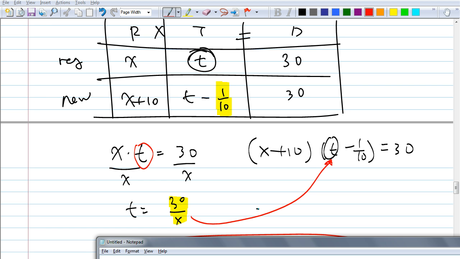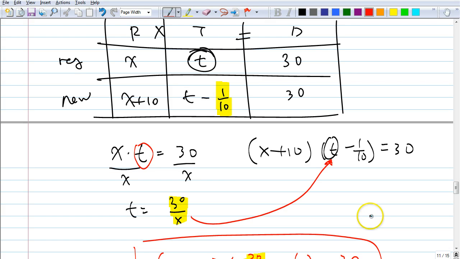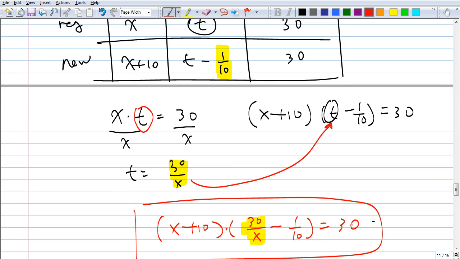And how many variables would you end up with if you substitute that in there, in that one equation? You would have only one variable. Okay, so you get x plus 10 times, instead of t, we substitute in 30 over x minus 1, equals 30. Are we okay? Is this the answer? No, we haven't solved yet. We're getting to the equation that we could solve now.